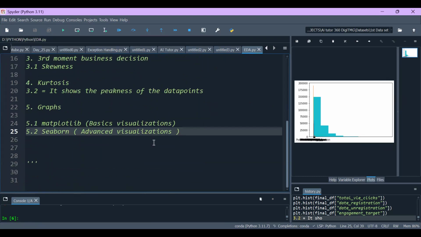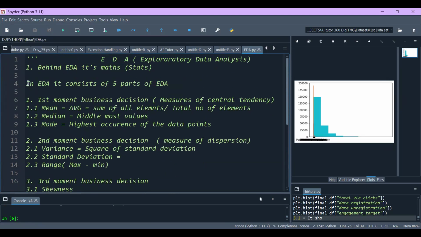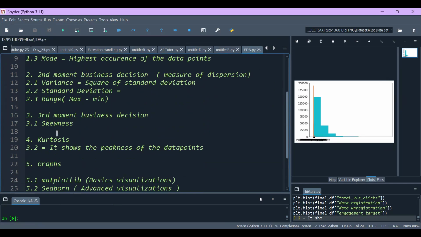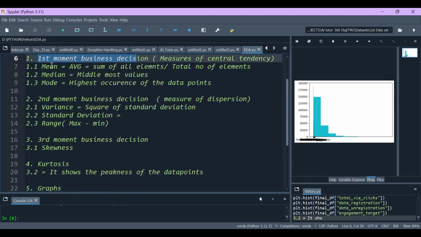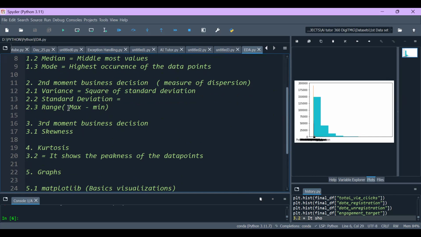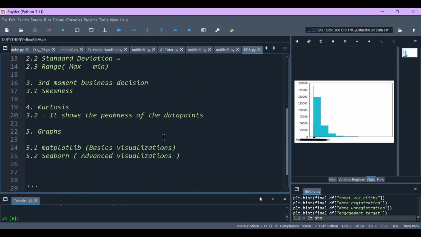So these five things are the only things in EDA. When we discuss EDA, it consists of five parts. First is business moment, business decision. Second moment, business decision. Third moment, fourth, and fifth is graphs. When you have understood all these five things, your EDA will come to an end, and you can say that you have completed the EDA. You have to master mean, median, mode, variance, standard deviation, range, skewness, kurtosis, and graphs using the Python libraries Matplotlib and Seaborn.